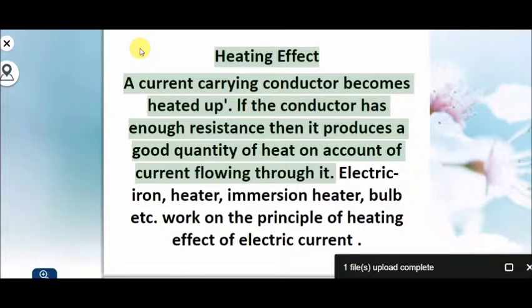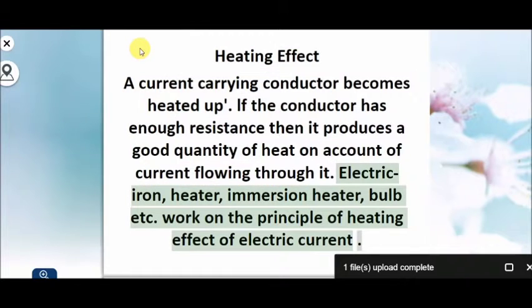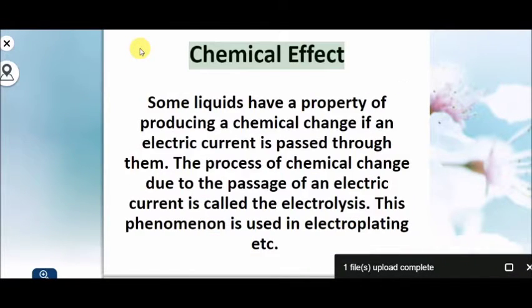Heating effect. A current carrying conductor becomes heated up. If the conductor has enough resistance, then it produces a good quantity of heat on account of current flowing through it. Electric iron, heater, immersion heater, bulb, etc. work on the principle of heating effect of electric current.